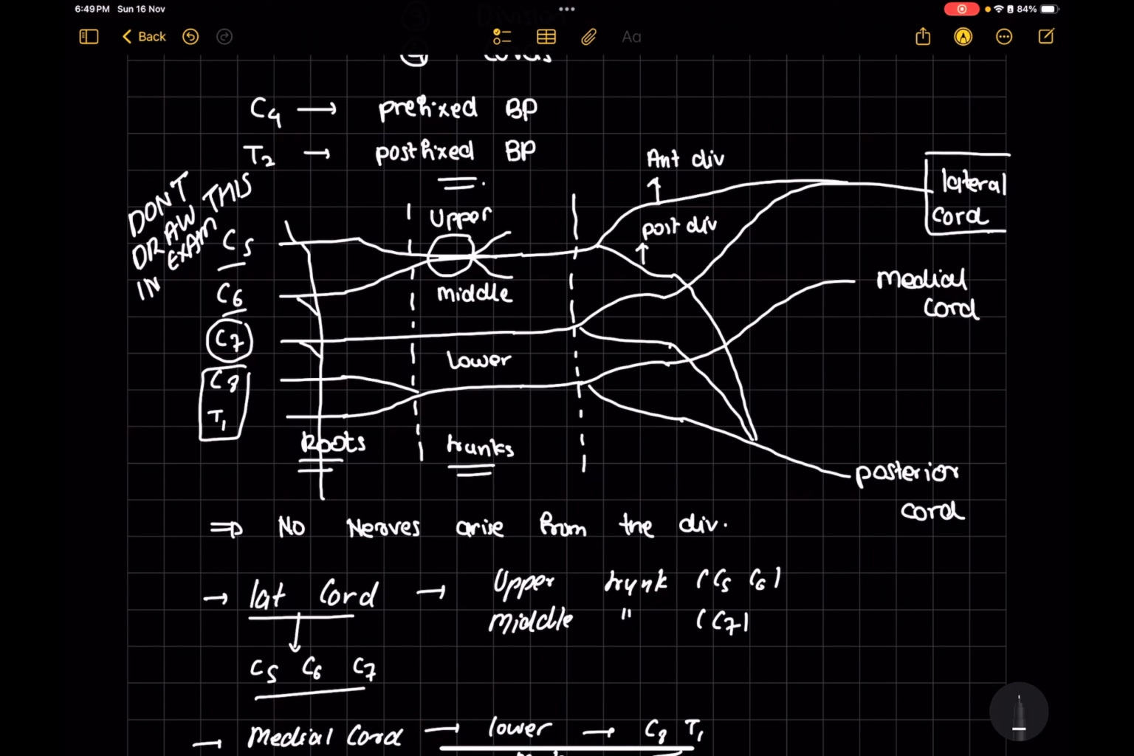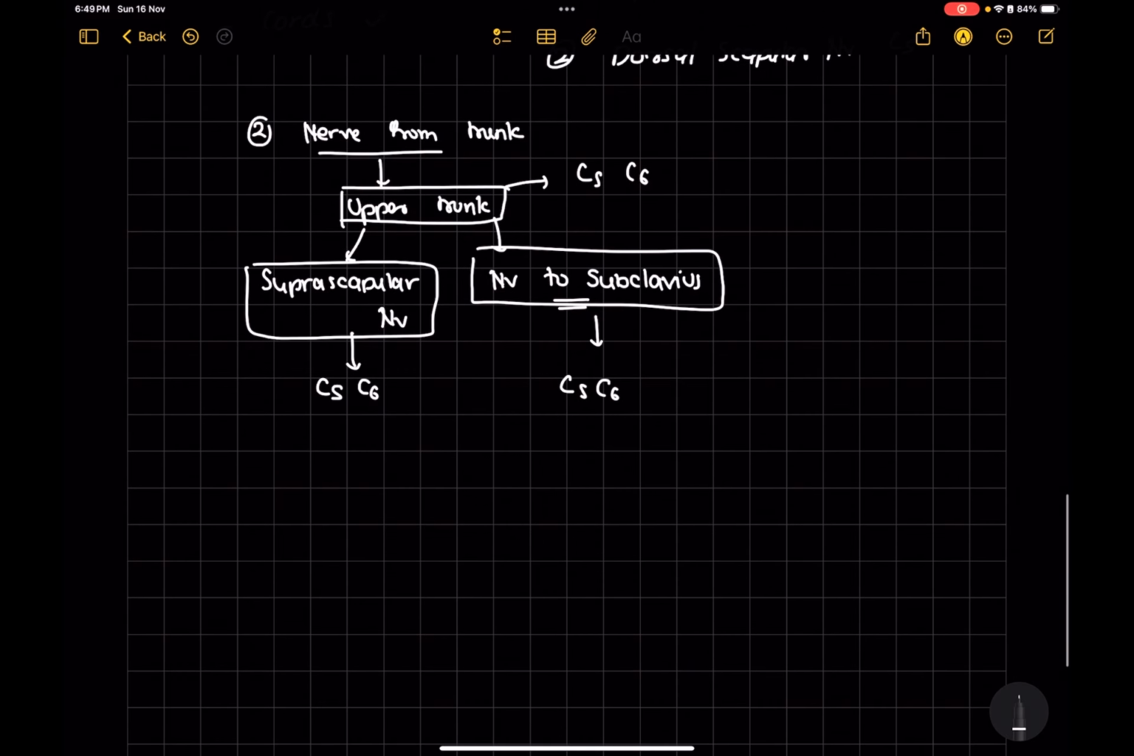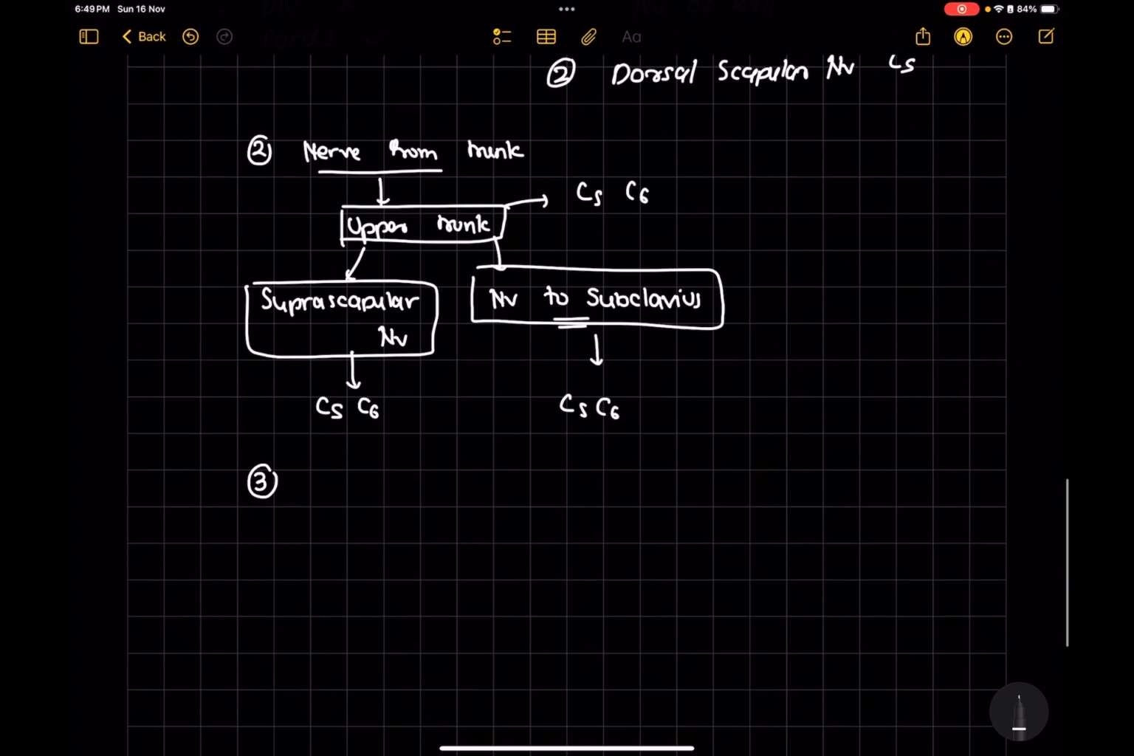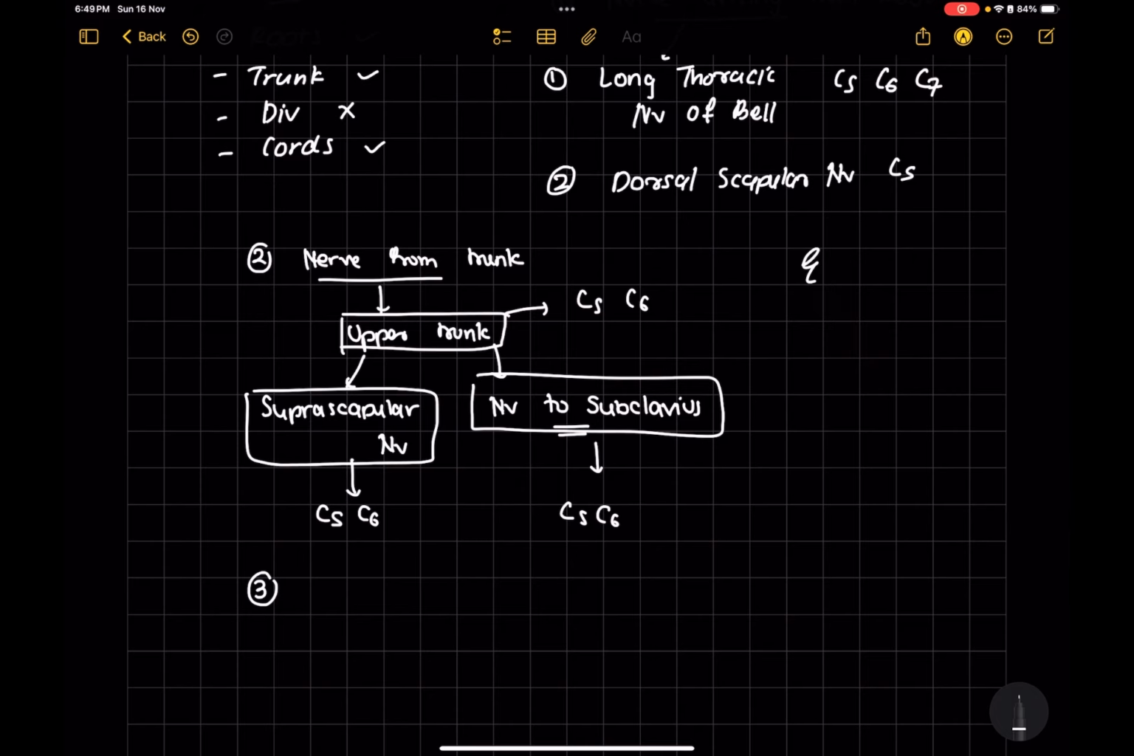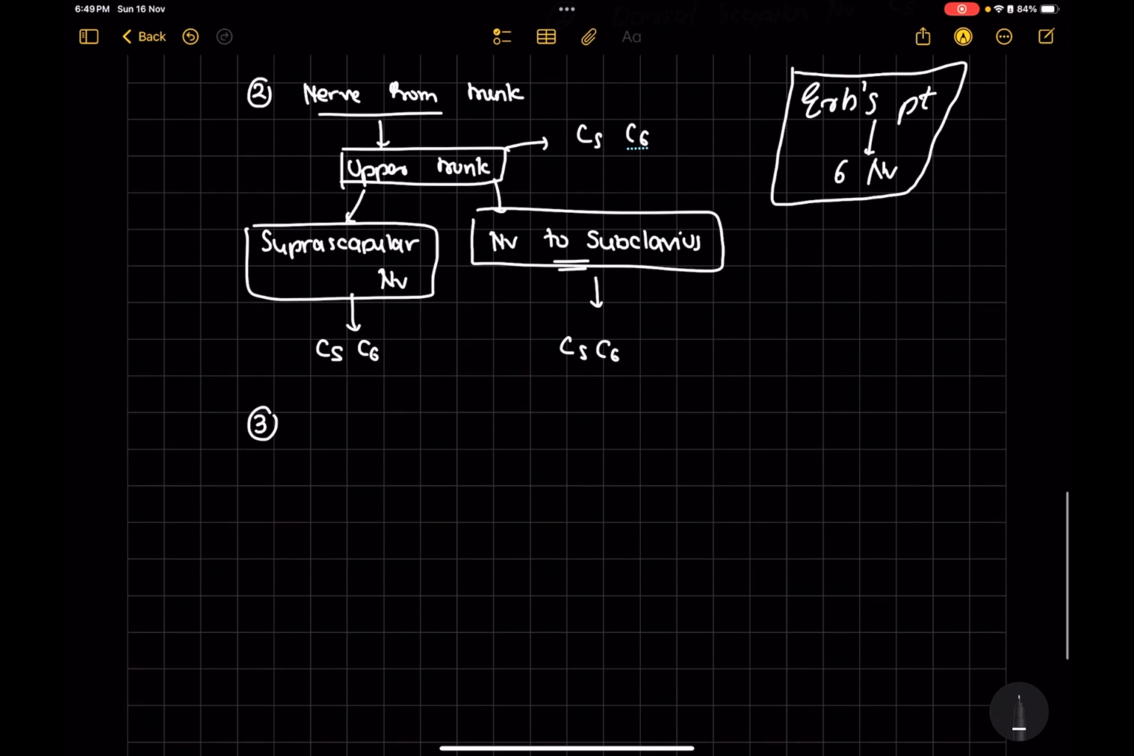Now remember this Erb's point. Erb's point is important from a clinical point of view. It is a point where 6 nerves meet. I will be covering this Erb's point and Erb's palsy in the next lecture, the clinical anatomy related to the brachial plexus. Now the nerves arising from the cords.